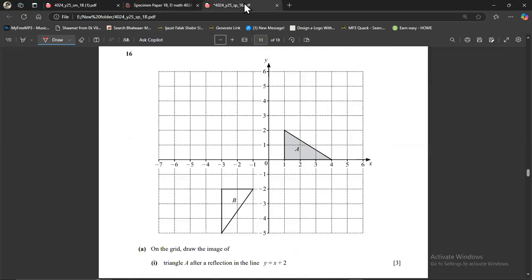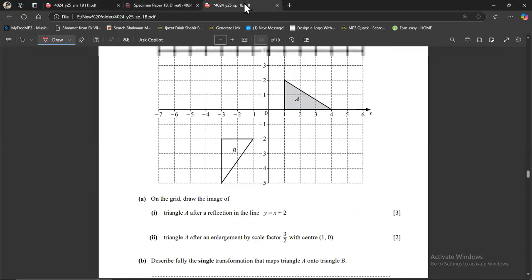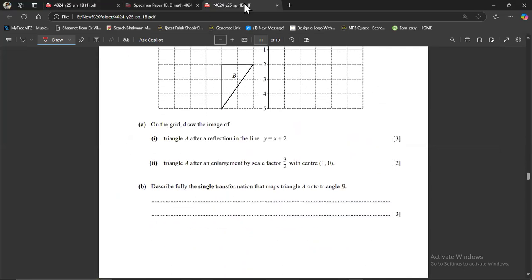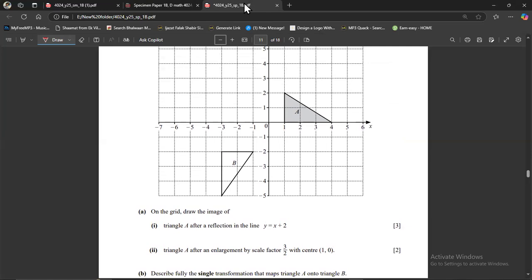Okay. Now the next part, question number 16. We have the triangle A after an enlargement by a scale factor of 3 by 2 with the center 1 comma 0. The center of the enlargement is given, that is 1 comma 0. So 1 comma 0 will be this. So check this vertex. How much is its distance? I will multiply that distance with 3 by 2. So this distance is along the y-axis. So this is 2. When you multiply it with 3 by 2, you get 3.